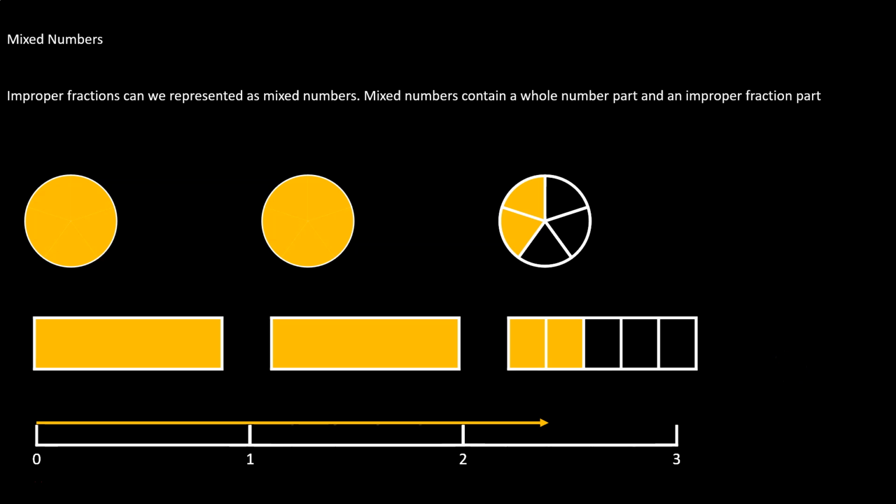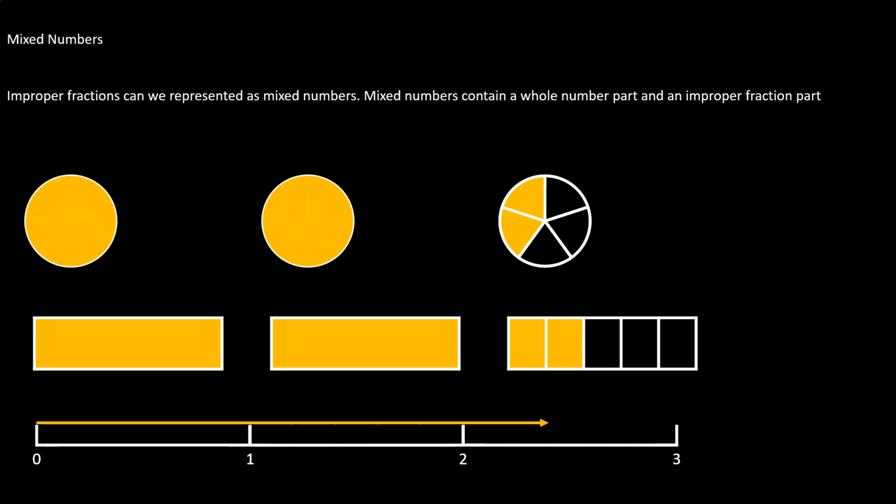We've talked about improper fractions before. Those are the fractions that represent more than 1 or equal to 1. Improper fractions can also be represented as something called a mixed number. Mixed numbers contain a whole number and a proper fraction.